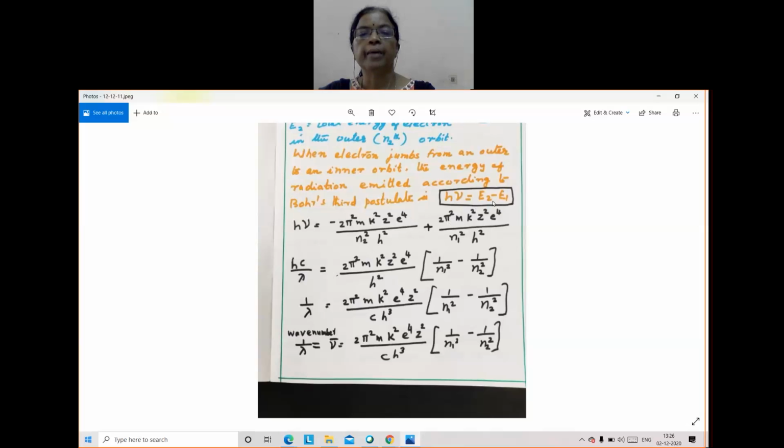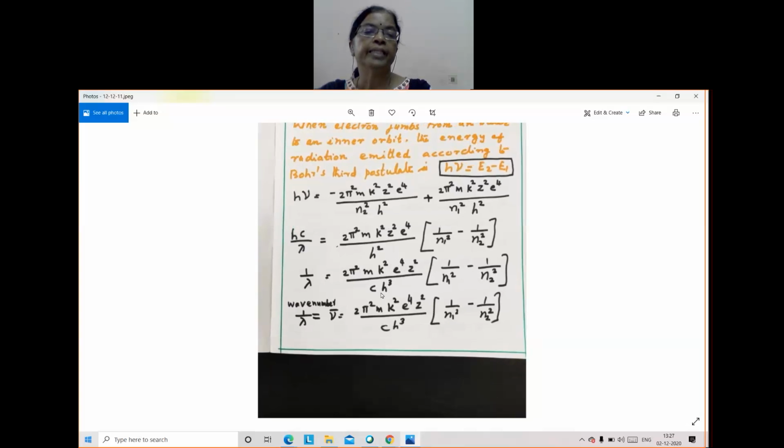And the minus comes. Energy is also having one minus, so minus becomes plus. That's why we got plus here. Actually, energies are negative. Only at infinity is the energy zero. At all other levels, energy is negative. So the constant part is taken outside, and inside we write the positive value, first 1 by n1 square minus 1 by n2 square.